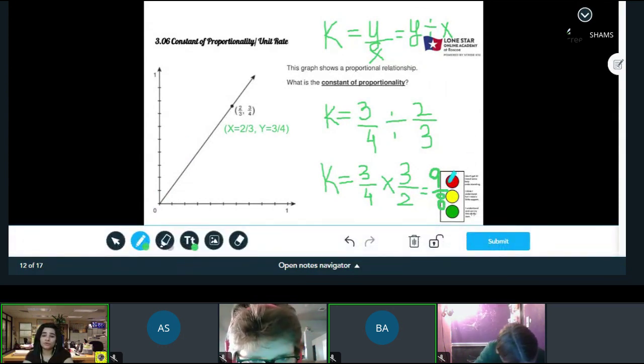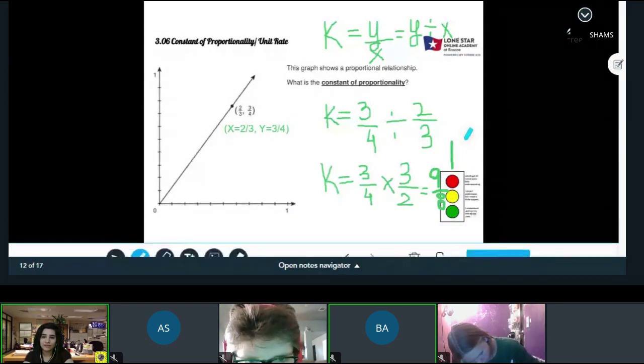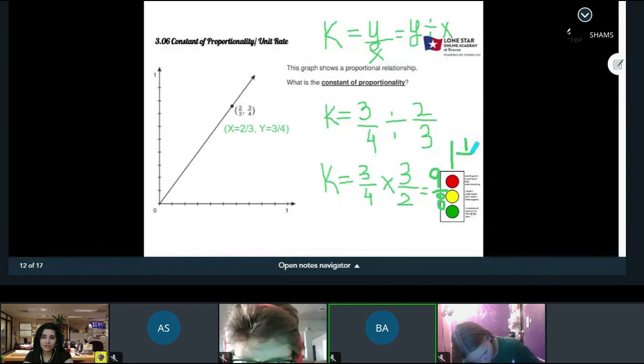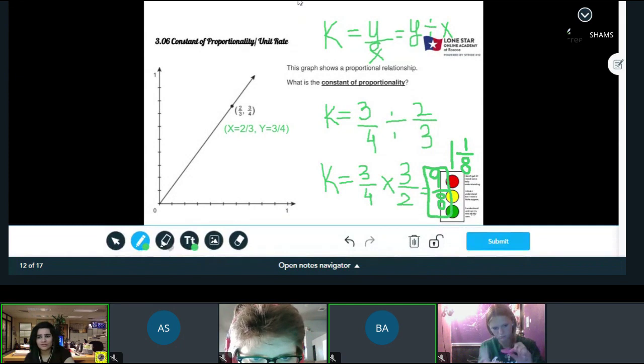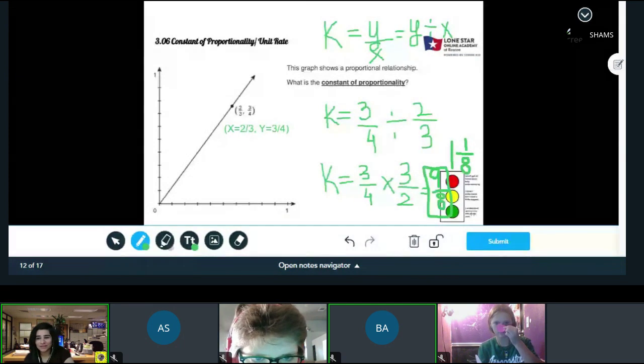Or if you want to simplify it further, how many 8s go into 9? 1, with a remainder of 1/8. But in algebra, they keep answers as improper fractions. As we learn more algebra, you will understand the reason. It has to do with the slope.